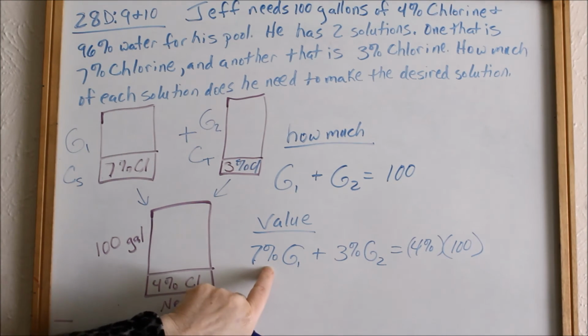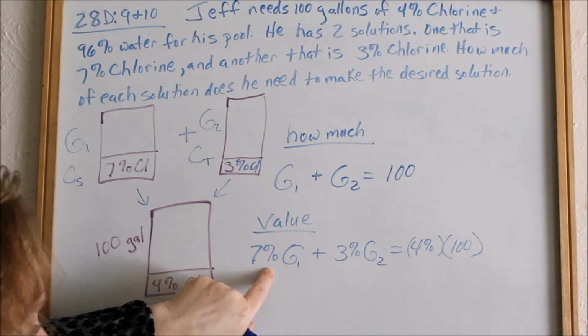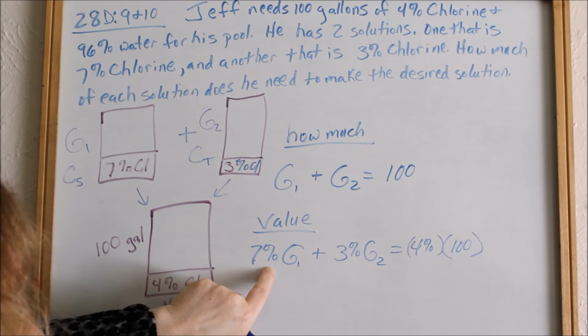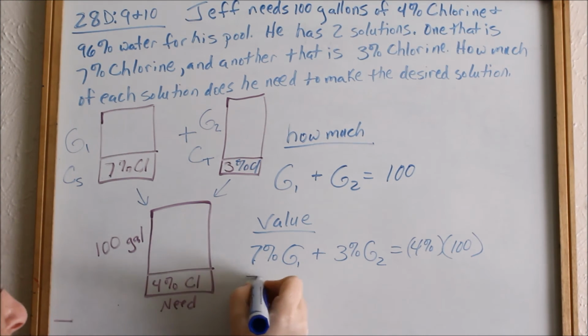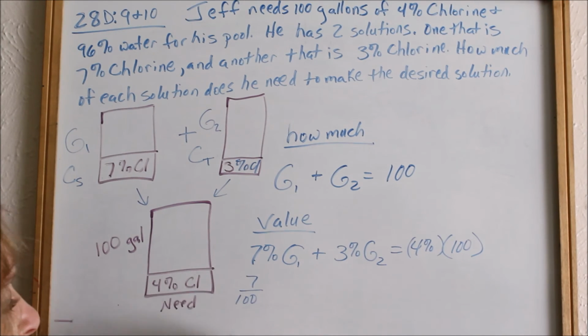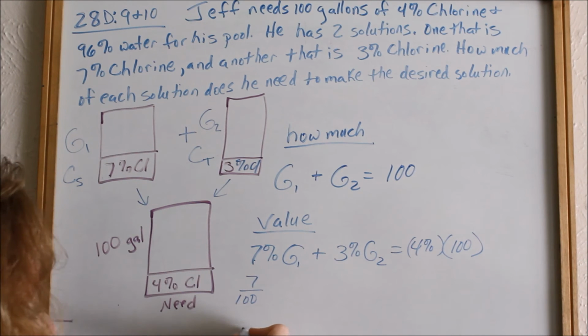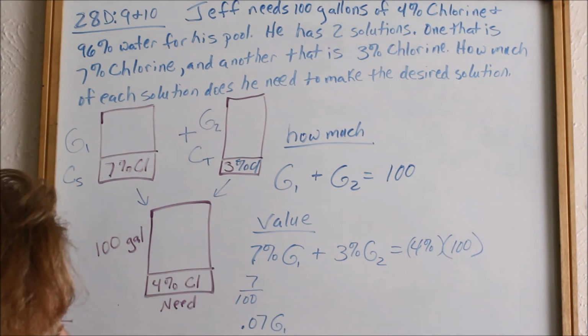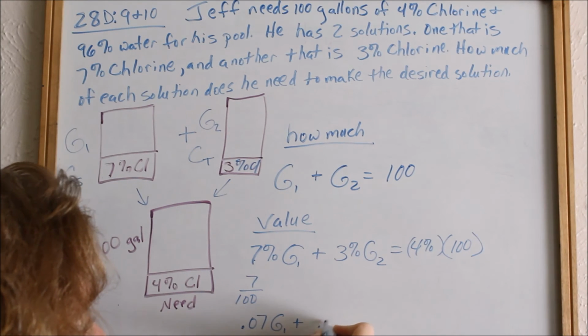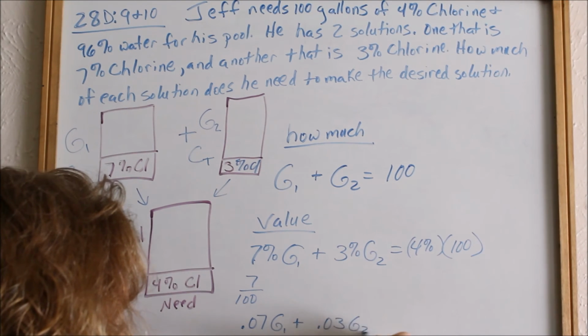This one, I need to get the percents out of there. You cannot work with equations with the percents. You have to turn your percent into a decimal. Any percentage can be changed into a decimal by dividing it by 100, because 7% means 7 out of 100, which means 7 divided by 100. So 7% is the same thing as 0.07 times my G1 plus 3% is 0.03 G2.